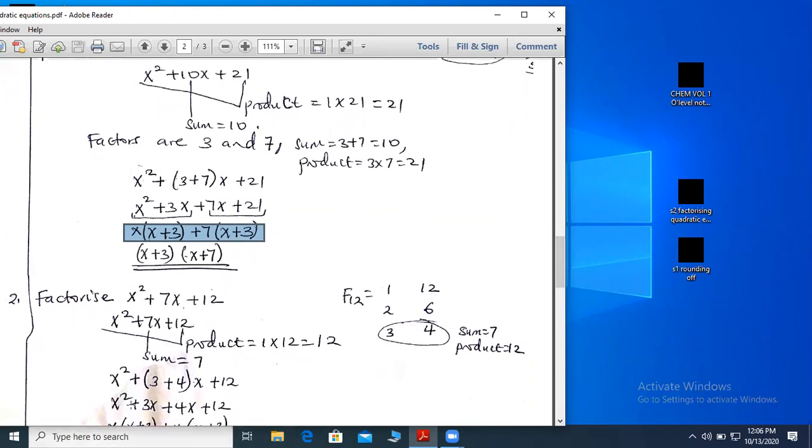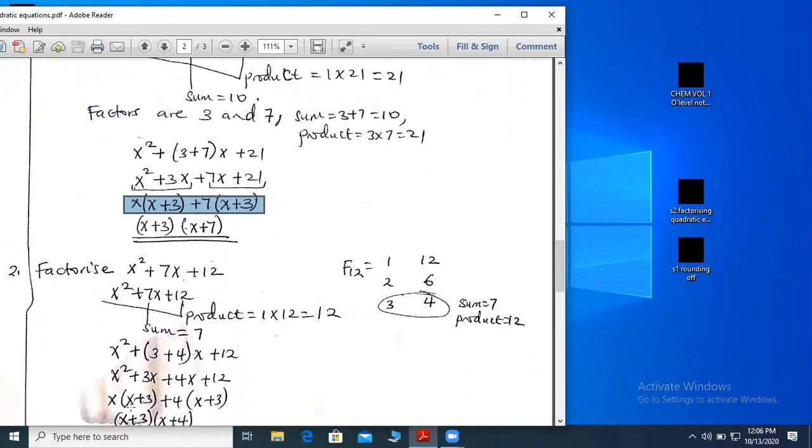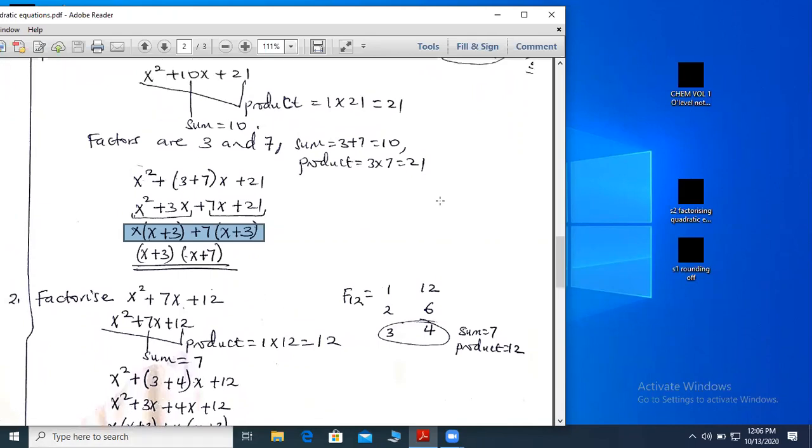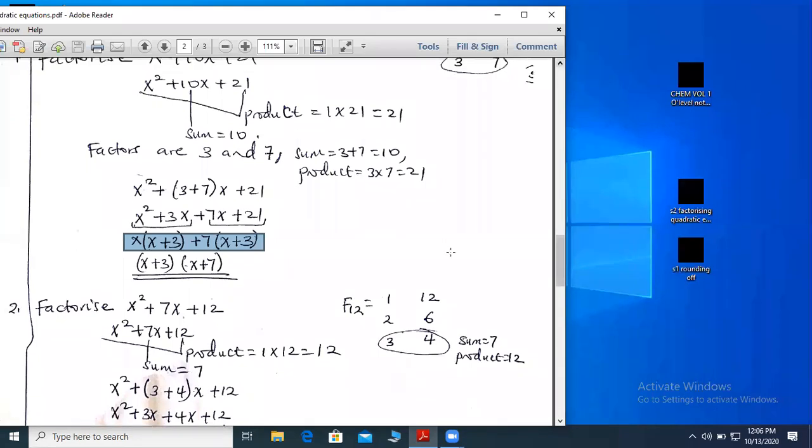So we need it factorized out here. We need to factorize out there. Who can tell us the common factor here? Someone tell us the common factor here. X. So what does it become? Complete it.